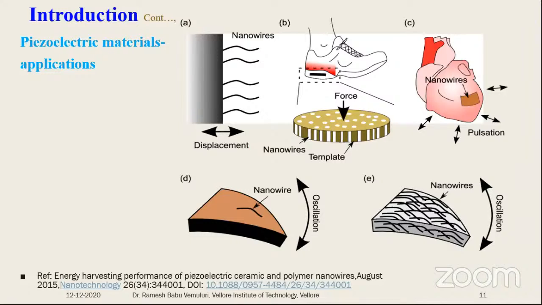Then what are the various applications? We have various applications like nanowires. These nanowires we can use inside these heart as well as shock absorption materials. So in this way, one is a normal application and another one is the medical application, biomaterial applications. So in this way we can use these piezoelectric materials for various applications.